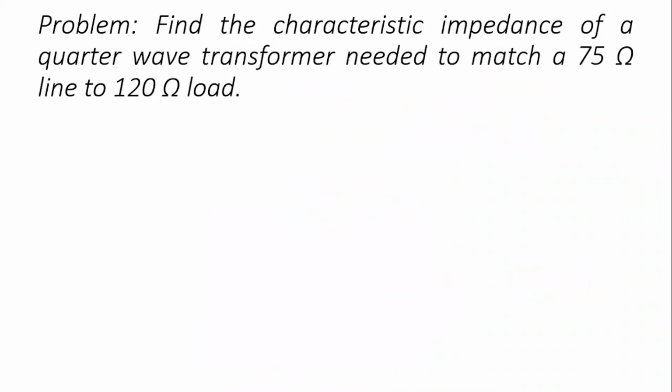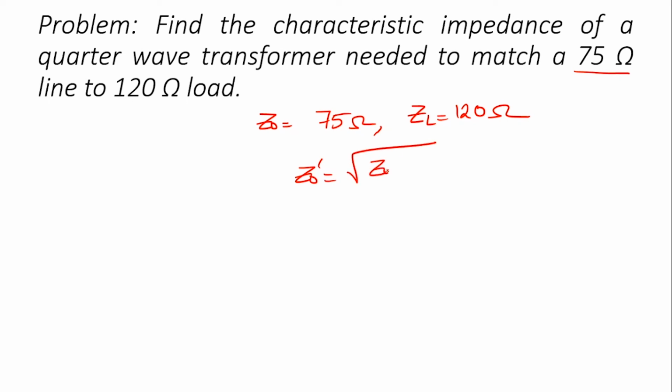So let's do this problem. We are asked to find the characteristic impedance of a quarter wave transformer needed to match a 75 ohm line. So Z0, the characteristic impedance of the transmission line, is given as 75 ohm, and the load value ZL is given as 120 ohm. You are asked to calculate the characteristic impedance of the quarter wave transformer. You can write it as Z0 dash.